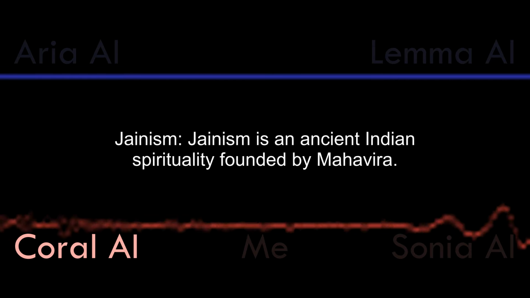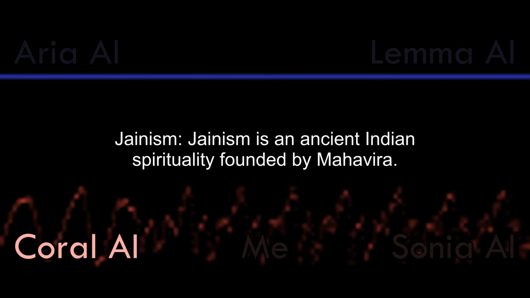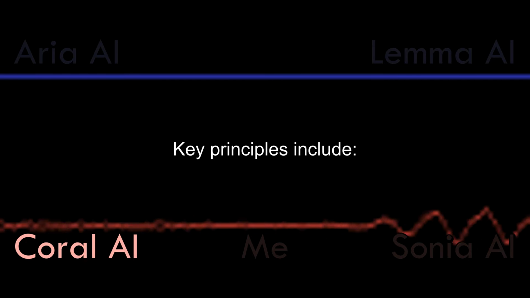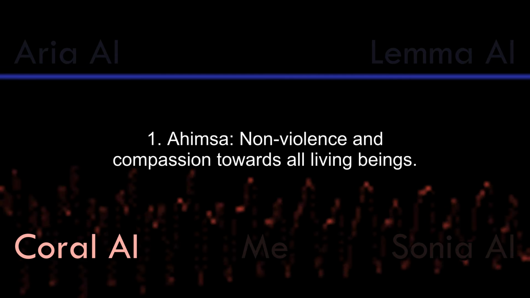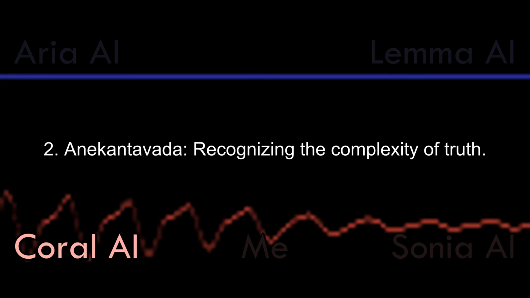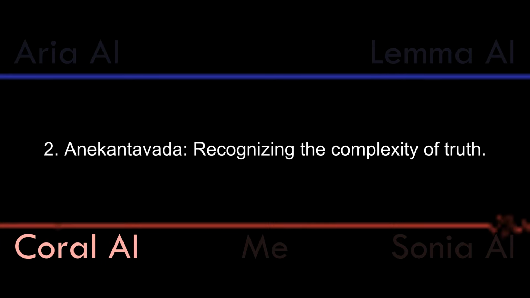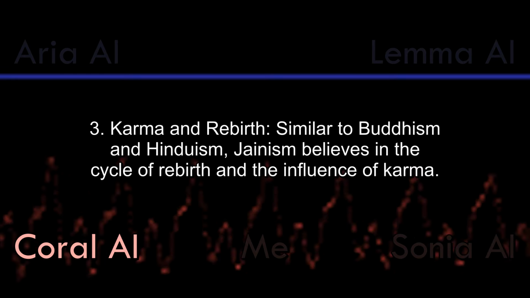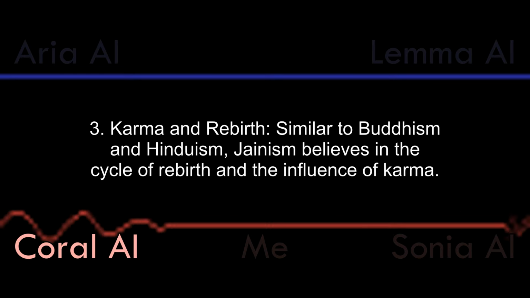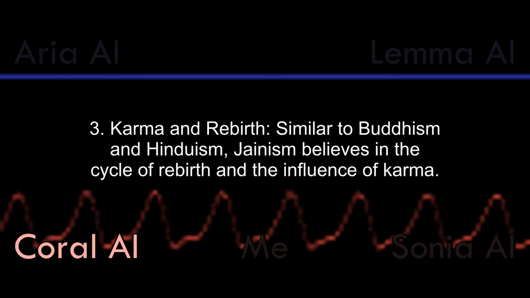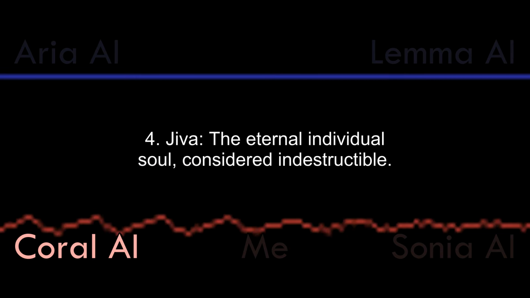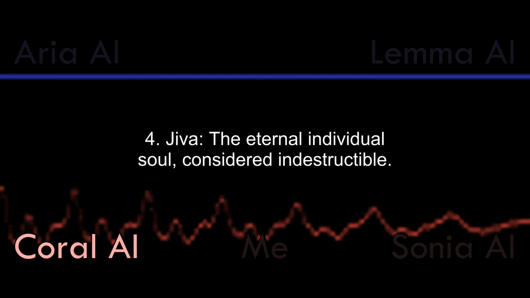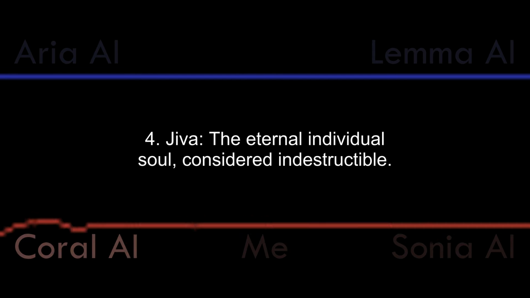Jainism is an ancient Indian spirituality founded by Mahavira. Key principles include: 1. Ahimsa, non-violence and compassion towards all living beings. 2. Anekantavada, recognizing the complexity of truth. 3. Karma and rebirth: similar to Buddhism and Hinduism, Jainism believes in the cycle of rebirth and the influence of karma. 4. Jiva, the eternal individual soul, considered indestructible.